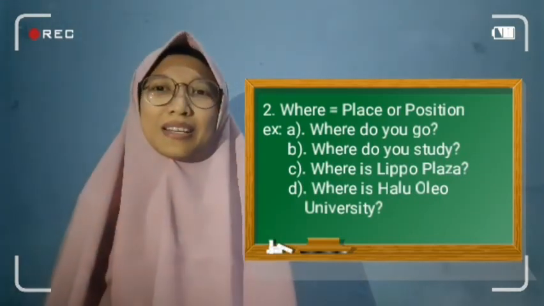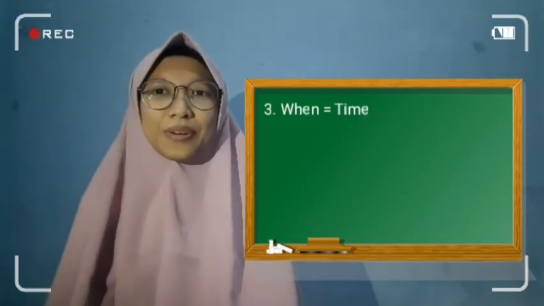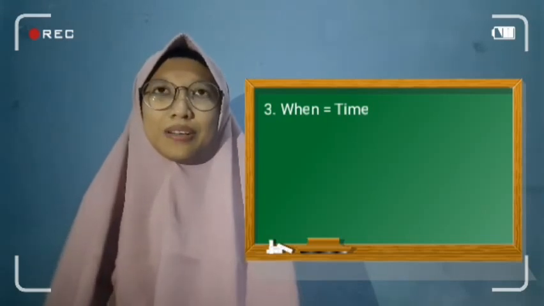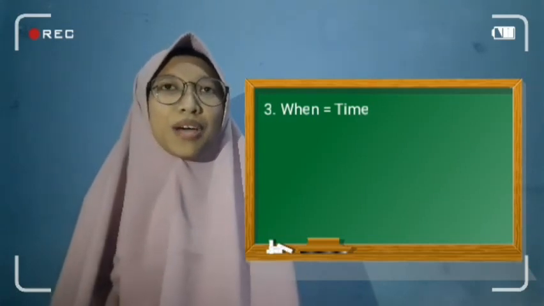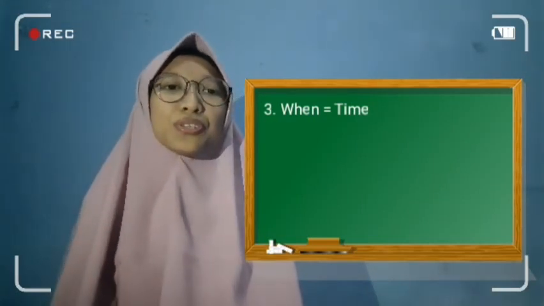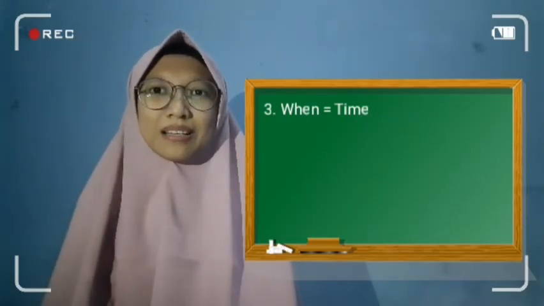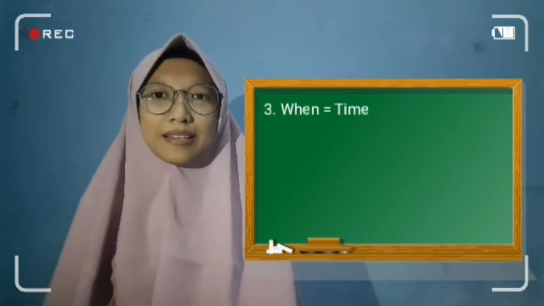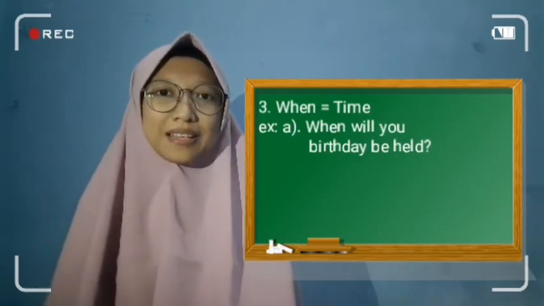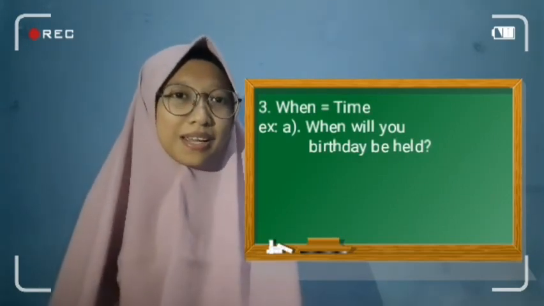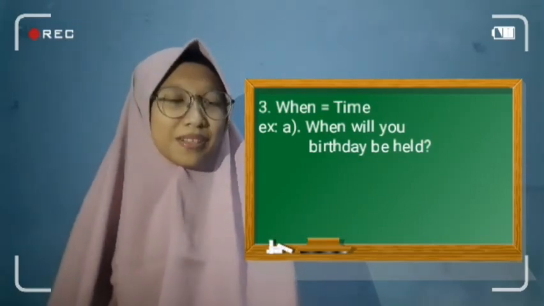Okay, like that. Okay, next is when. When is used to ask about time. So if you want to ask for information about the time, you can use the word when. For example, when will your birthday be held? So by asking a question like this, you can find out the time of your friend's birthday.